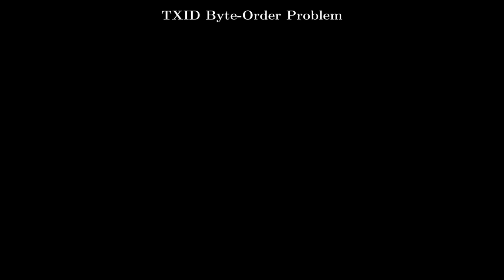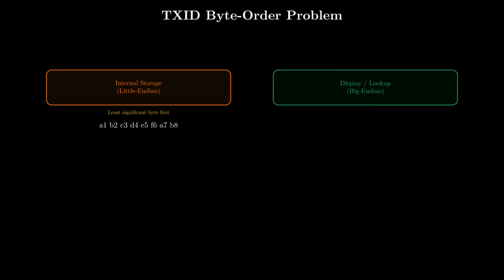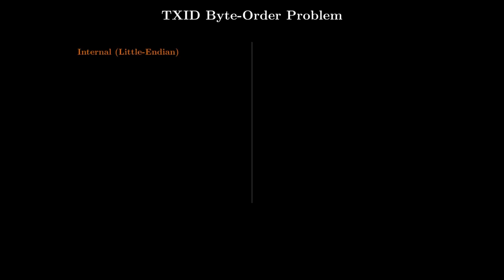There's one more gotcha that trips up even experienced developers. Transaction IDs have a byte order problem. When a txid is stored inside a serialized transaction, the bytes are in little endian order. That means the least significant byte comes first. But block explorers, APIs, and Bitcoin Core's command line display txids in big endian order, with the bytes completely reversed. Here's what this looks like in practice.